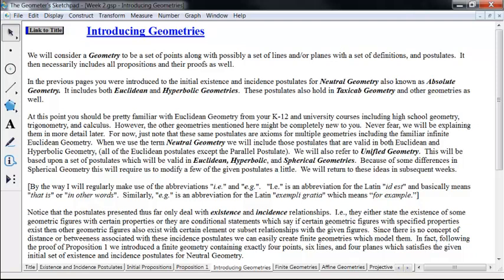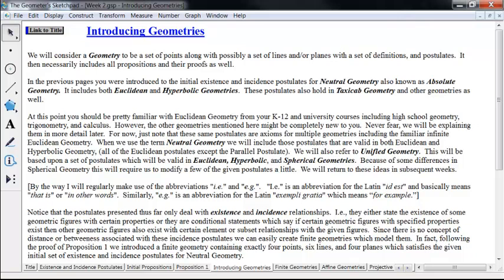We'll talk more about this next week. I do use a couple of abbreviations, IE and EG. I think you're probably familiar with these already. But IE is an abbreviation for the Latin id est, which basically means that is, or in other words.